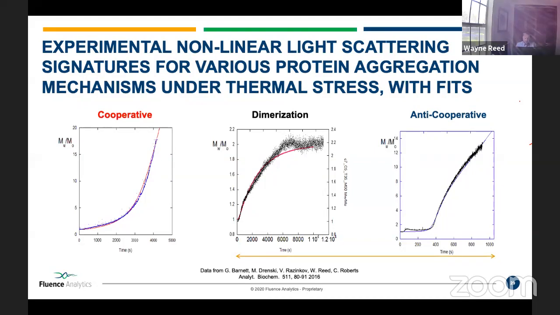Whereas the one in the center, you can see that it actually limits out, and it limits out at 2. In other words, it just dimerizes and stops. And the one on the right-hand side is anti-cooperative. You see it has a negative second derivative. It's concave downward. In other words, it gets harder to aggregate the more proteins it aggregates unto itself. So there we get different mechanisms spelled out with the kinetics. Okay, next, please.